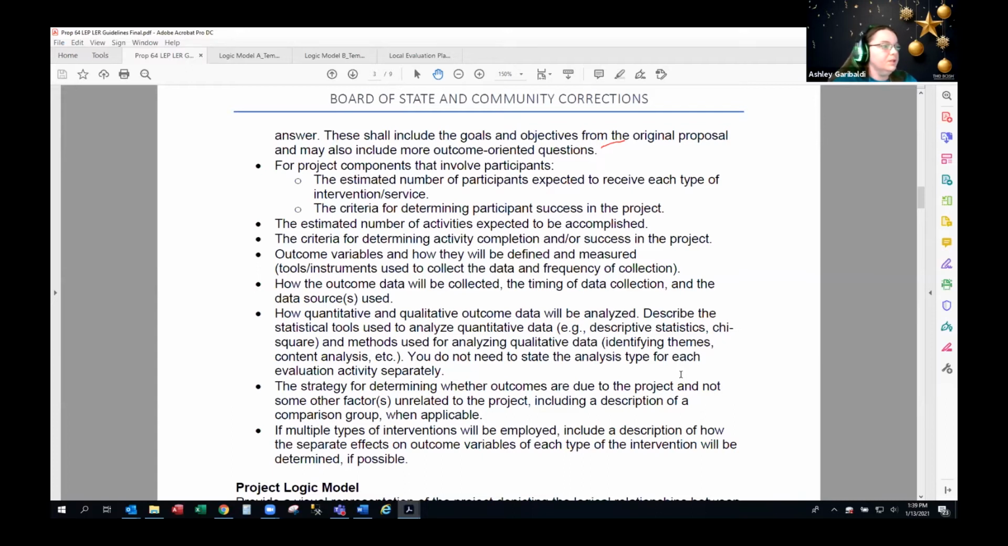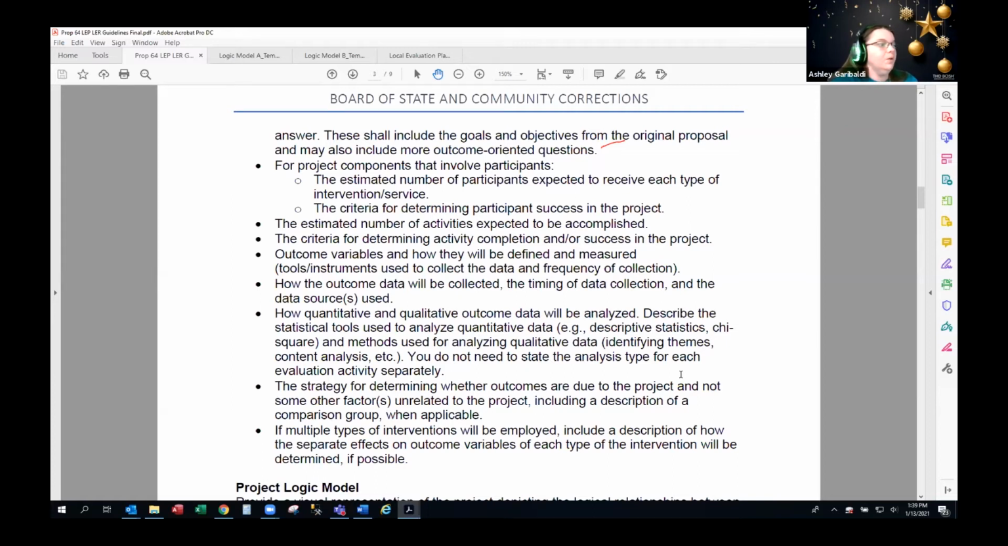Outcome variables and how they will be defined and measured. So again, tools and instruments used to collect data and the frequency of collection. And then how the outcome data will be collected, the timing of data collection, data sources. So similar to the process, this is more like how you're determining the outcome of the actual programs and services you've been implementing. What are the results of that, and how will you attribute those results?